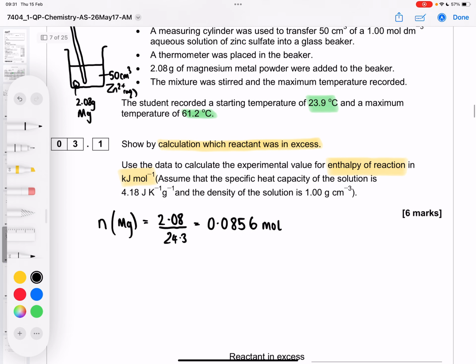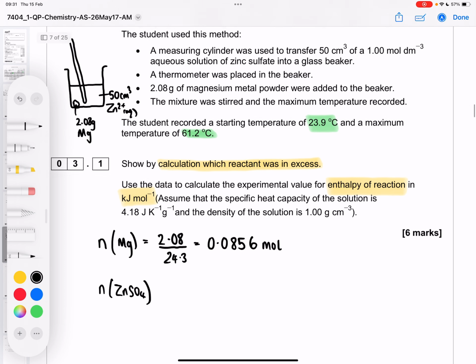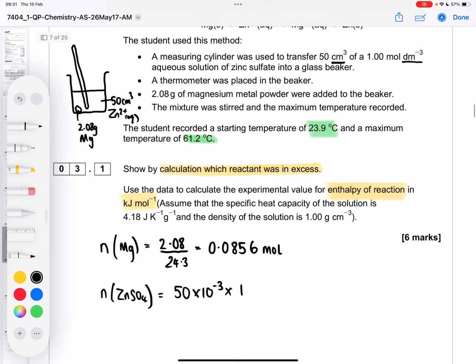Now I'm going to repeat that and find the number of moles of zinc sulfate. Now for zinc sulfate, they gave us a volume and a concentration, so we're going to use moles equals volume in decimetres cubed times concentration, because remember this is centimetres cubed, this is moles per decimetre cubed. We do need to get them into comparable units, so decimetres cubed from centimetres cubed. Type that on your calculator or in your head, you could do that maybe. We're going to get 0.05.